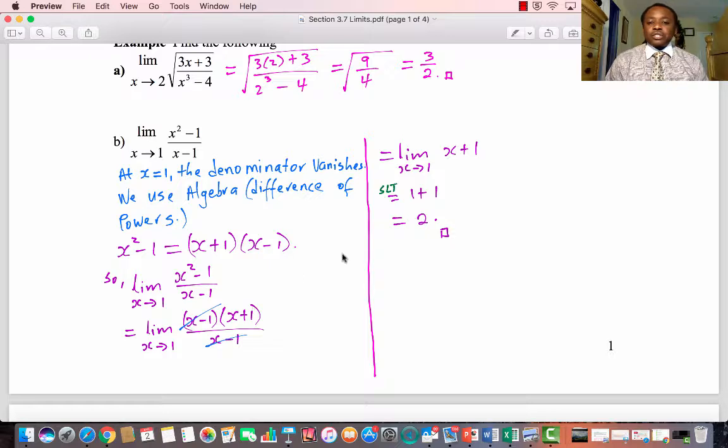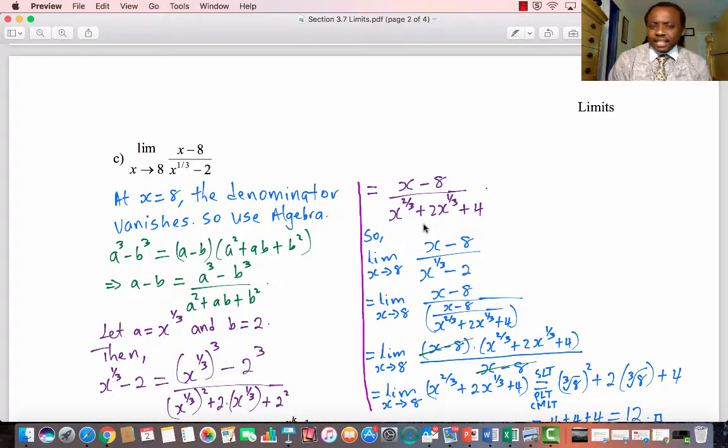Direct substitution using the sum limit theorem gives us 2. So we can say that the limit as x approaches 1 of the function x squared minus 1 divided by x minus 1 is 2. And we're done. It gets even more exciting.